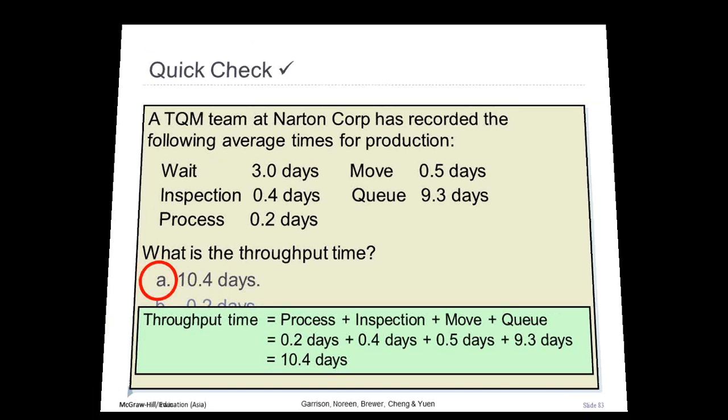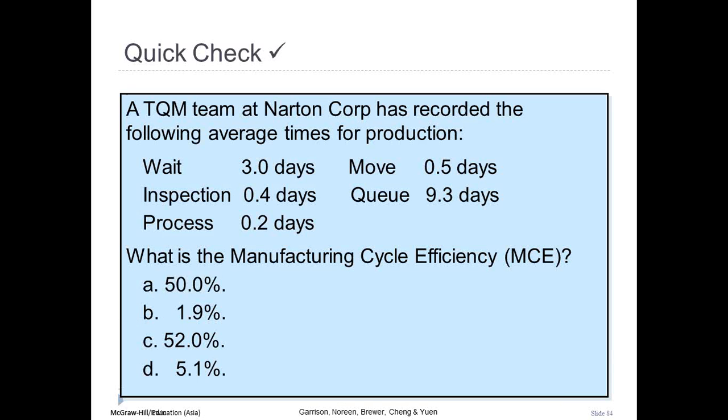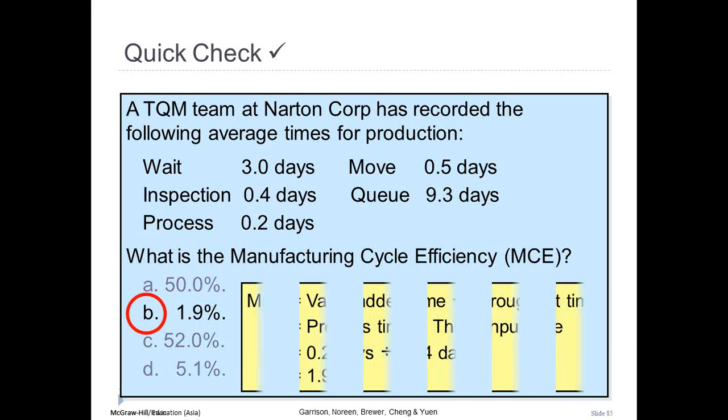Here's your second question on delivery performance measures. What is the manufacturing cycle efficiency? Manufacturing cycle efficiency is found by dividing value-added time by throughput time. Process time is the only value-added time. Process time of 0.2 days divided by throughput time of 10.4 days results in a manufacturing cycle efficiency of 1.9%.